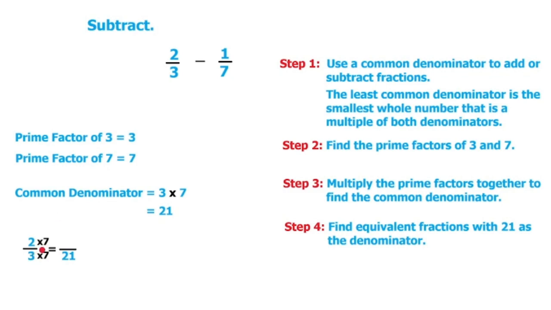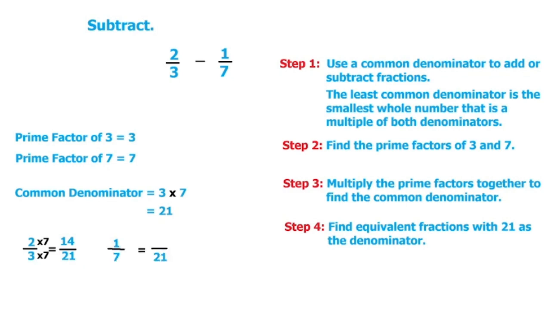But what you do to the bottom, you have to do to the top. So if you're going to multiply this by 7, you have to multiply this by 7. And that's how you find the equivalent fraction. So 7 times 2 is 14. 2/3 is the same as 14 over 21.